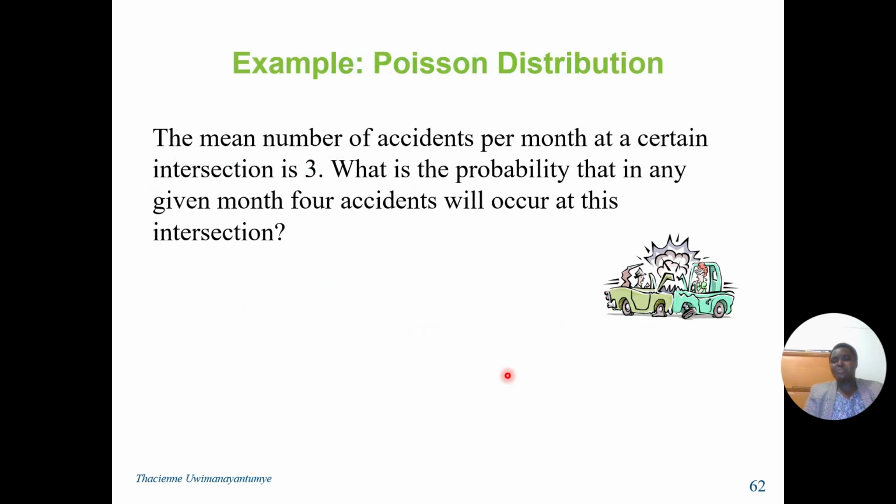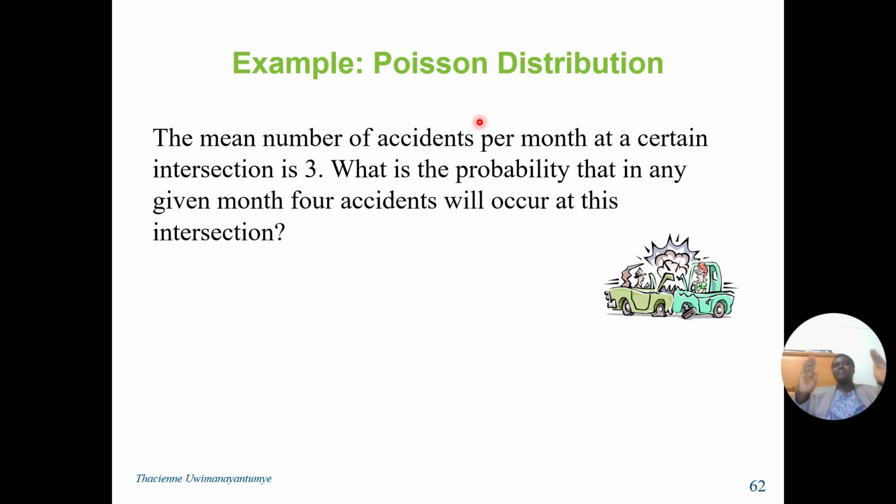So let's see one example of a Poisson distribution. The mean number of accidents per month at a certain intersection is 3. Follow me well. We have the mean number of accidents per month. Which interval? We have an interval of time, which is a month. There may be accidents at a given intersection, and the mean number of accidents at that intersection of roads is 3. Then what is the probability that in any given month 4 accidents will occur at this intersection?